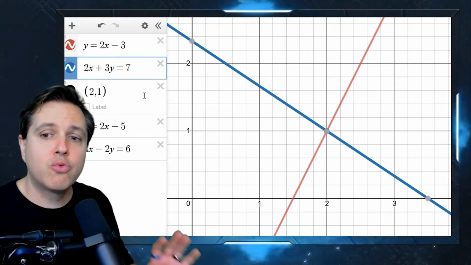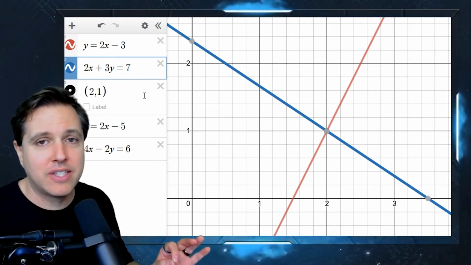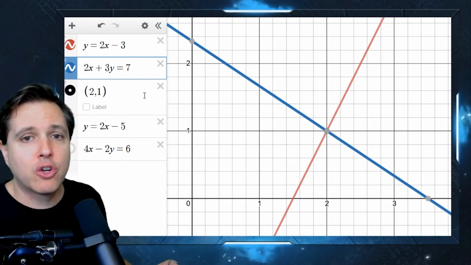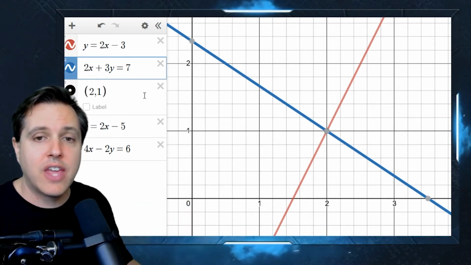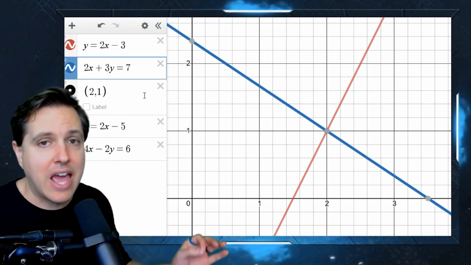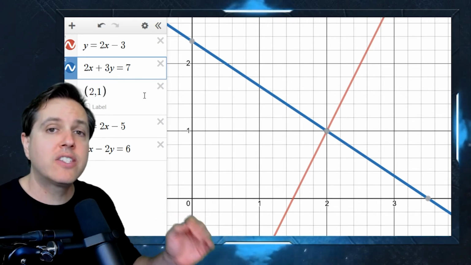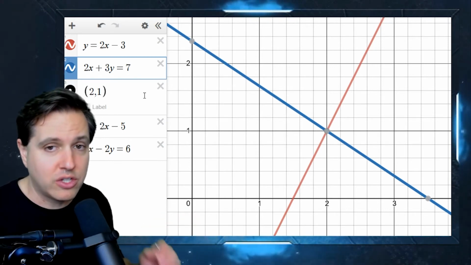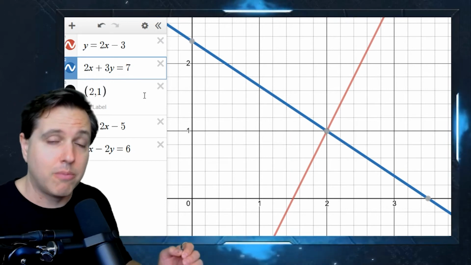Okay, so this is what's going to happen like 95% of the time when you do problems: you're going to end up with one solution that is an ordered pair representing an x value and a y value that satisfies all the equations in your system. It satisfies the system of equations.